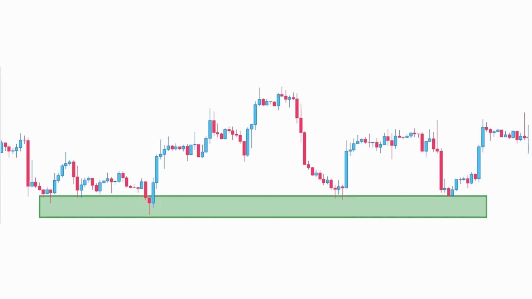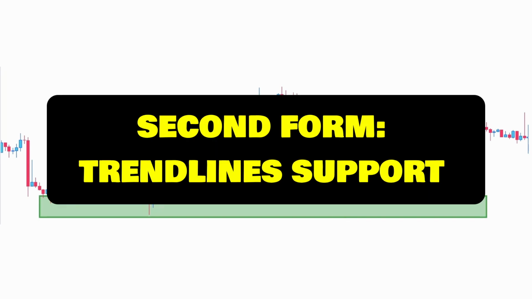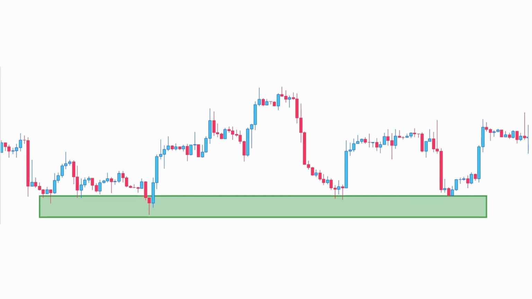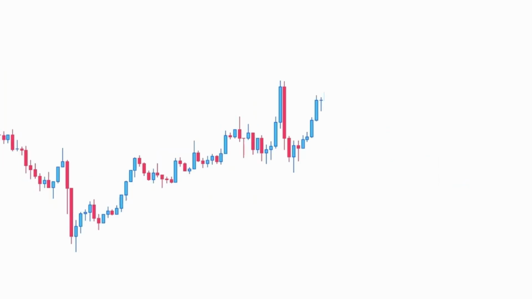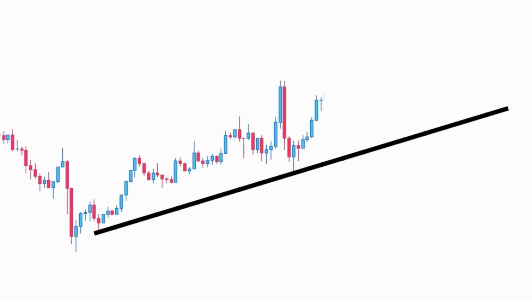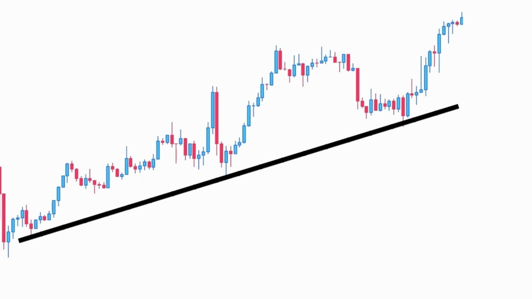Now let's see the second form, which is trend line support. Let's understand this through an example. So here is the chart of gold. The price is making higher highs and higher lows, which suggests the market is in an uptrend. The market is seen respecting this trend line 2 times, but we cannot trust this trend line until the market respects it for the 3rd time. The price has reached this trend line, and so we will wait to see if the market respects this trend line or breaks below it. The market started going above, which is why we can trust this trend line now.